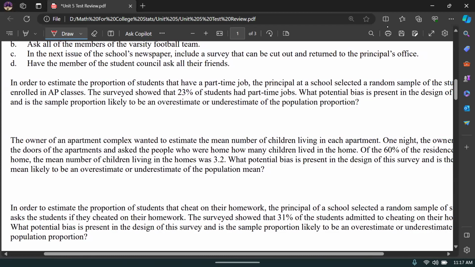So notice, we're wondering what proportion of students have a part-time job. So we get a random sample, but we get it of students enrolled in AP classes. And then the result was 23% of them had part-time jobs. So this is likely going to be an underestimate. I'll explain why. Sample proportion will underestimate.